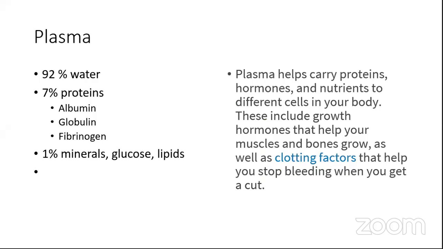There are a number of proteins, but the blood plasma contains some important proteins at the 7% level. Those proteins are called albumin, globulin, fibrinogen. These proteins are dissolved in the plasma. And the rest, 1% of plasma, is constituted by glucose, lipids, other materials, hormones, and some minerals.